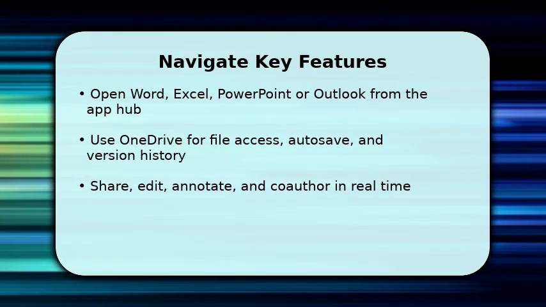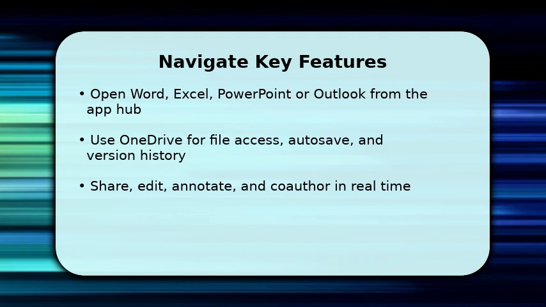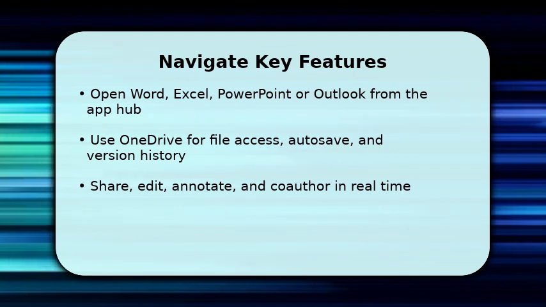Now dive into the core workflows. Open the App Hub and pick Word, Excel, PowerPoint, or Outlook. Tap OneDrive to browse recent files and folders. Use autosave so edits are saved instantly. To edit, tap the pencil icon, choose mobile layout, and use touch gestures to format.